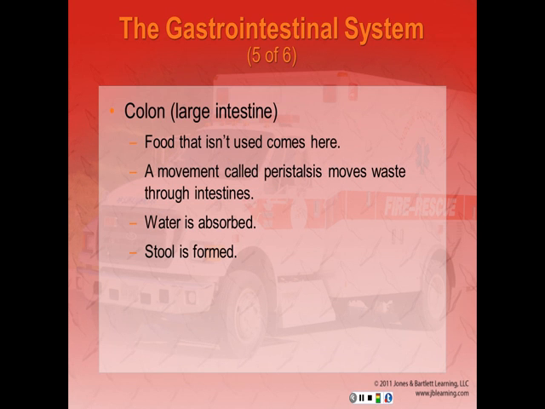In the colon, or the large intestine, food is not broken down and used. It moves into the colon as waste. Movement, called peristalsis, moves the waste matter through the intestines, and water is absorbed and stool is formed. It passes through the rectum to the anus and is defecated.